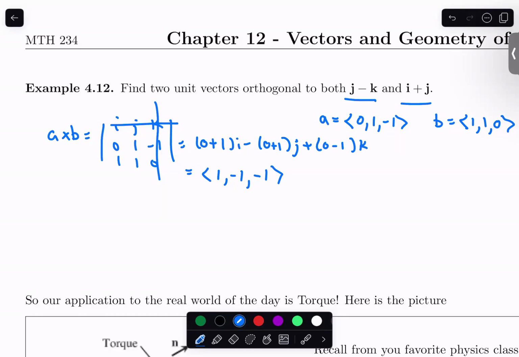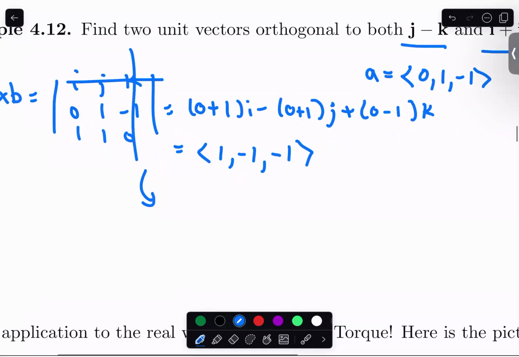So maybe the first thing is, how could I turn this into a unit vector? Well, you're supposed to divide by something, right? Just divide by its magnitude, right? So yeah, we need to divide by its magnitude. So if I calculate the magnitude of this thing, we would have the square root of 1 + 1 + 1. So that's √3.